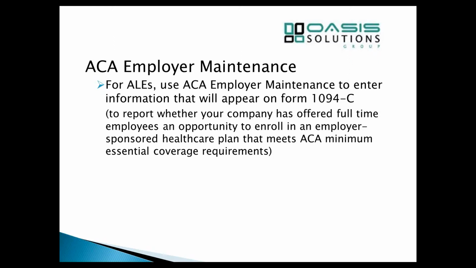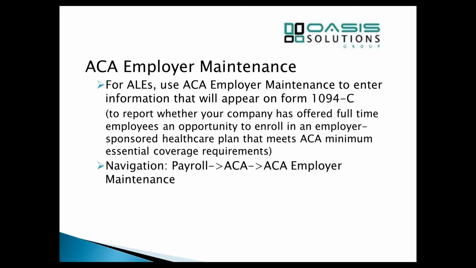In the employer maintenance piece, if you are considered an applicable large employer and must file these forms, you can use the employer maintenance screens to enter information that's going to appear on your 1094 form. And keep in mind the 1094 form is to report whether or not your company has offered full-time employees an opportunity to enroll in your sponsored health care plan that meets the ACA minimum essential coverage requirements.